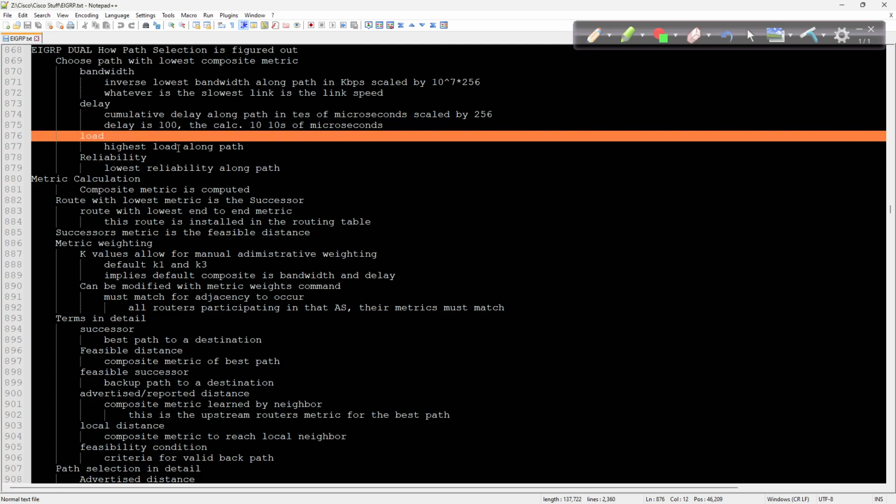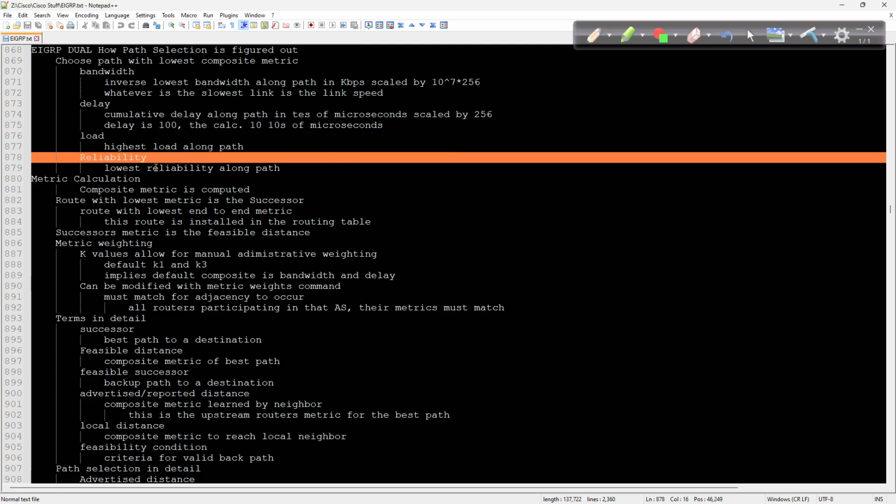Load is the highest load along the path. Reliability is the lowest reliability along the path. So these are just things to keep in the back of your mind when you're trying to understand how EIGRP figures out what it does.